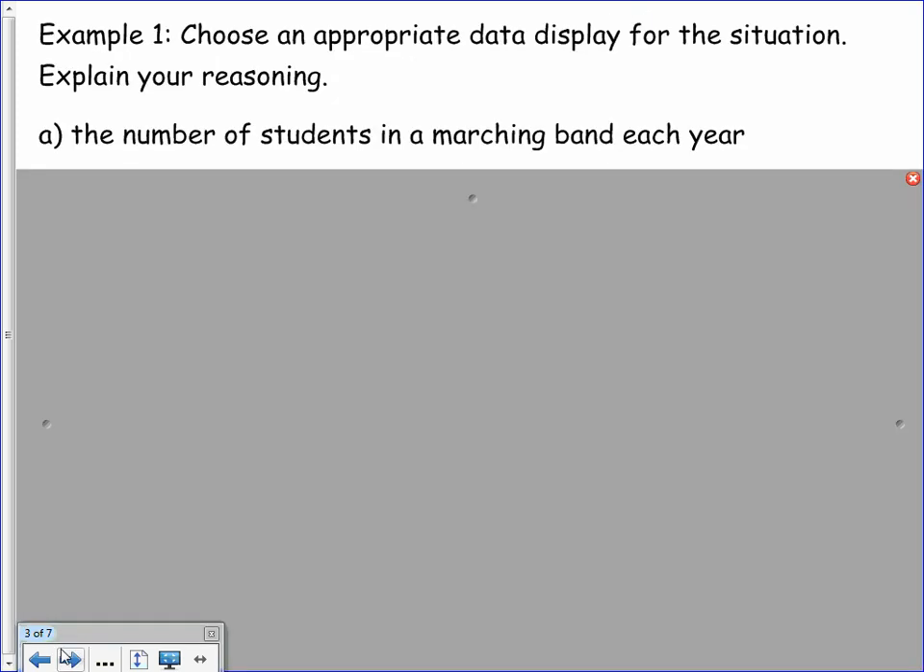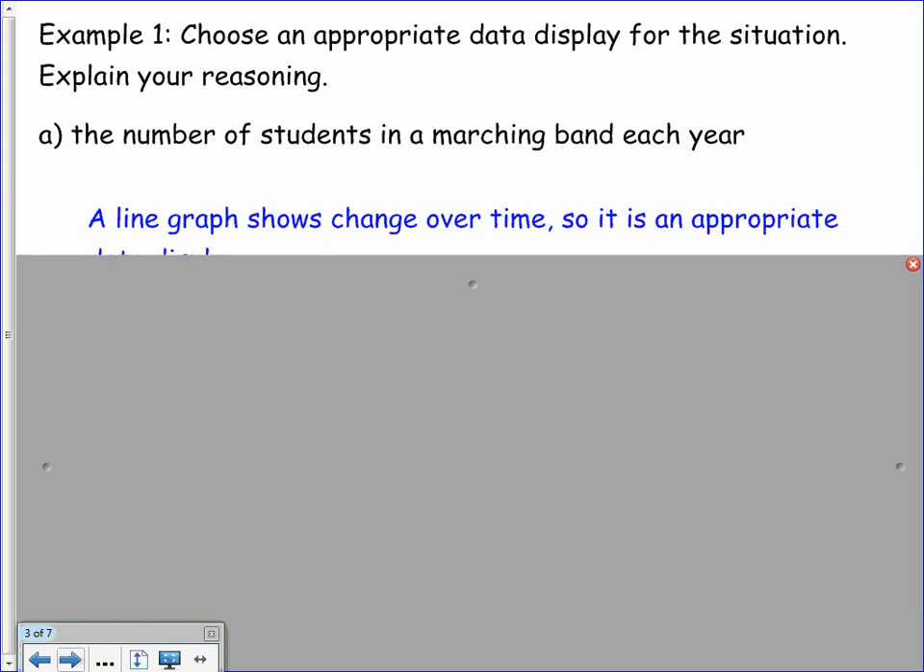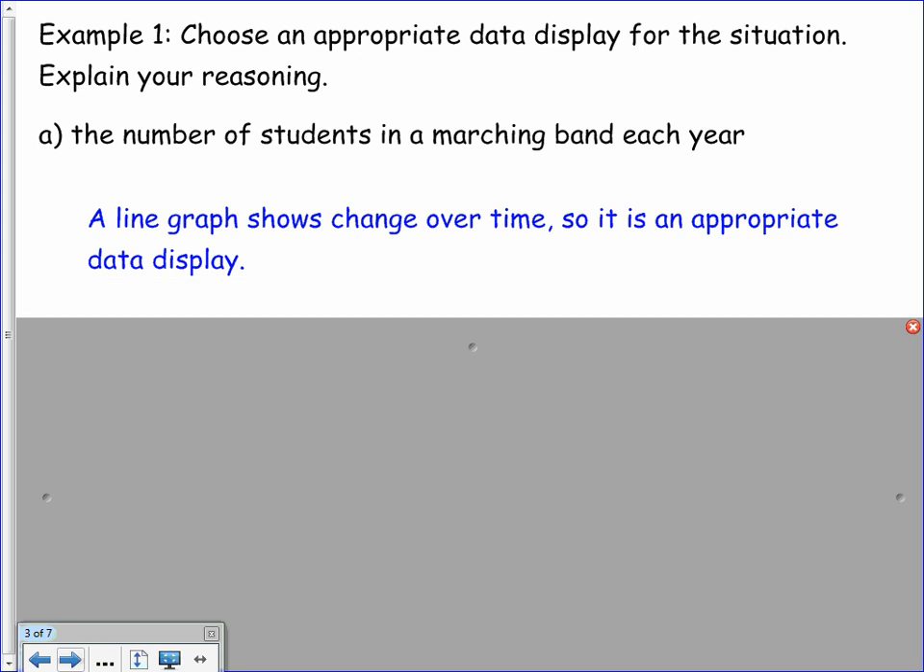All right, for number 1, it says to choose an appropriate data display for the situation, and we have to explain our reasoning. Okay, so we want to know which of those data displays that I just talked about would be best represented for this example. The number of students in a marching band each year. So we want to show how the number of students in the marching band changed each year. Right? Since we're showing changes over time, a line graph would be our best type of data display.